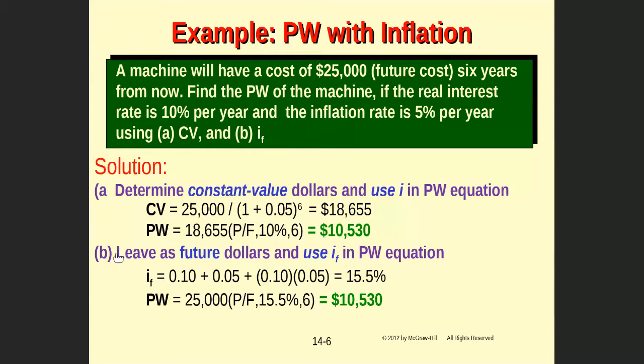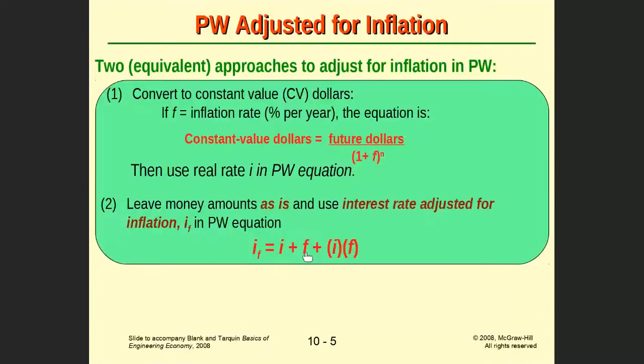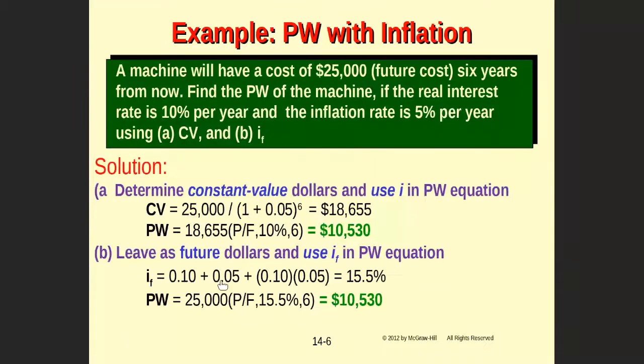The second method, in my personal view, I prefer the second method. But maybe for the ease of use of tables, students go for the first one. The second method is you change the interest rate from the beginning. So you consider the 10% and the 5% of the inflation, using the formula here, which is i, referring to the interest rate, plus the inflation rate, plus the inflation times the interest rate. So you apply them to this formula, and this is the adjusted interest rate for inflation, which is 15.5%. Then you use it as is for the future cost you have and find the value of the present worth.